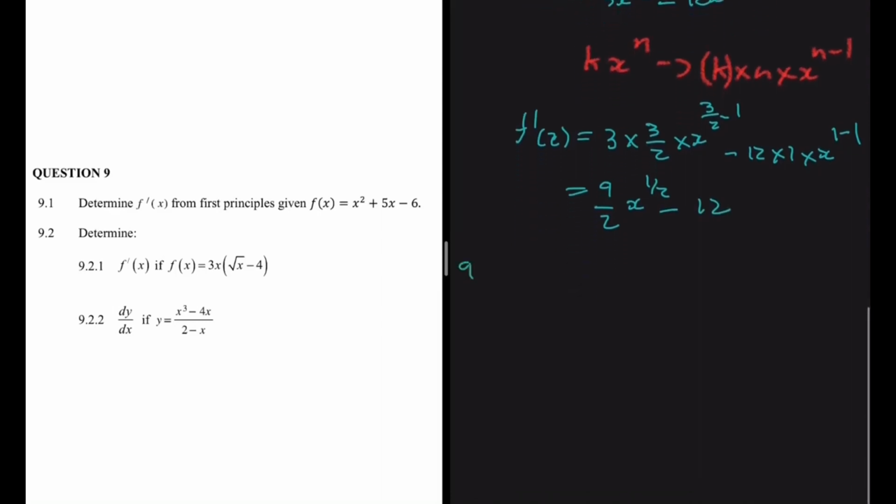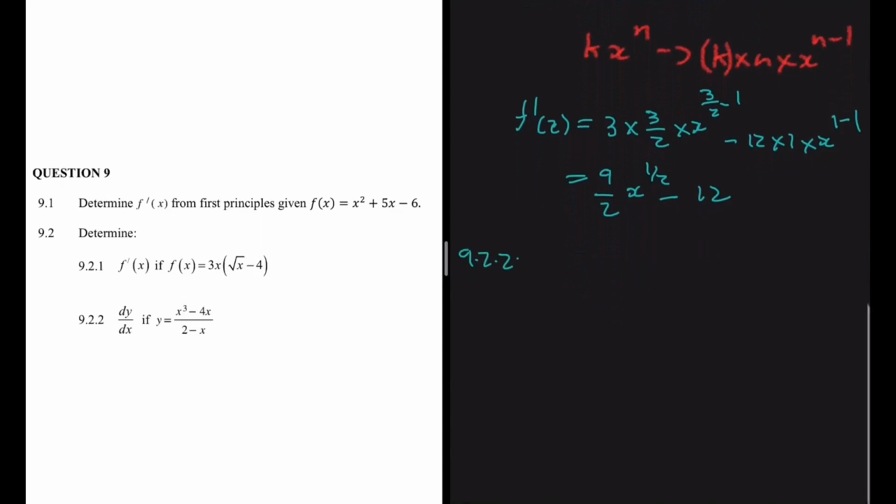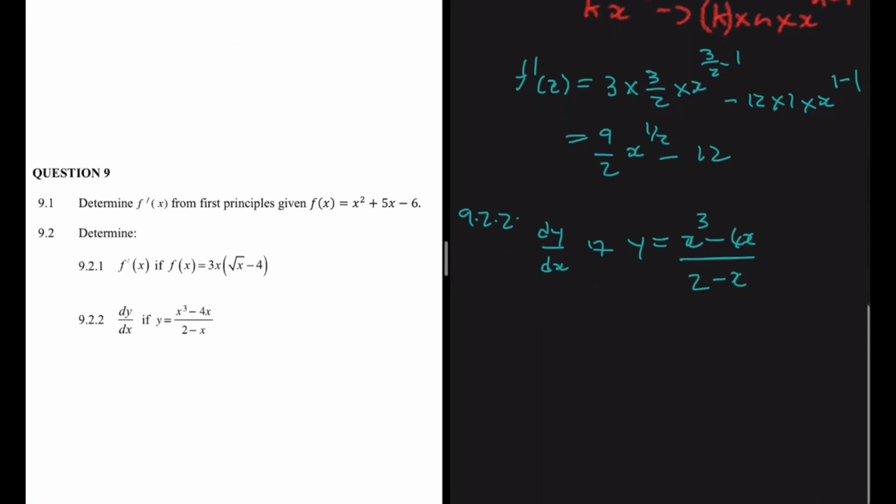Let's do 9.2.2. So 9.2.2, let's find dy dx if y is equal to x cubed minus 4x divided by 2 minus x. This one is a bit complicated, right? But let's see what we can do.